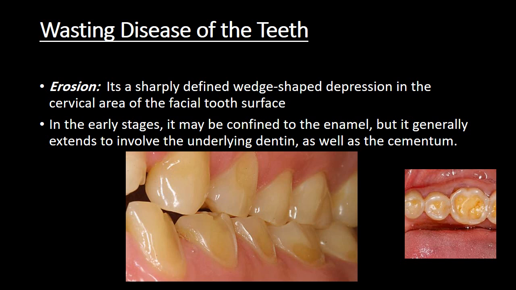Tooth wasting disease, or wasting disease of the teeth. This includes erosion. It is sharply defined wedge-shaped depressions in the cervical area of the facial tooth surface. In the early stages, it may be confined to the enamel, but it generally extends to involve the underlying dentine, as well as the cementum.